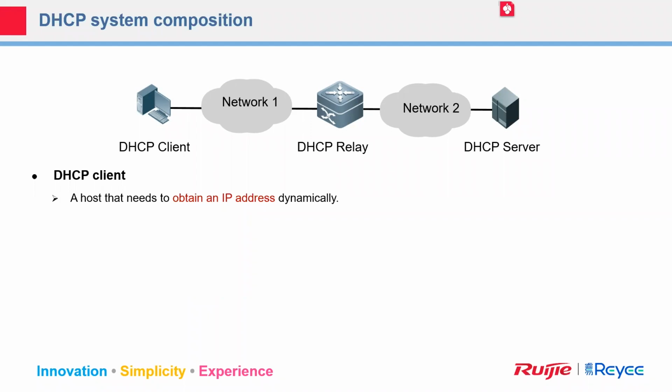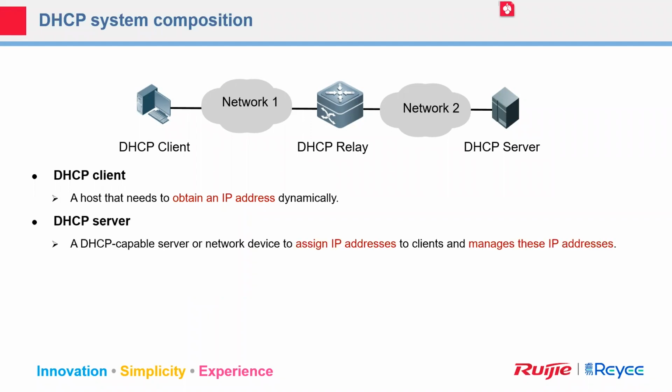And who can help me assign the IP address? This is the DHCP server. And who will become the DHCP server? Maybe a DHCP-capable server or a network device like a layer 3 switch or a router, which can assign IP addresses to clients and manage the IP addresses. These devices we call the DHCP server. And in the network, the DHCP client and the DHCP server must exist.